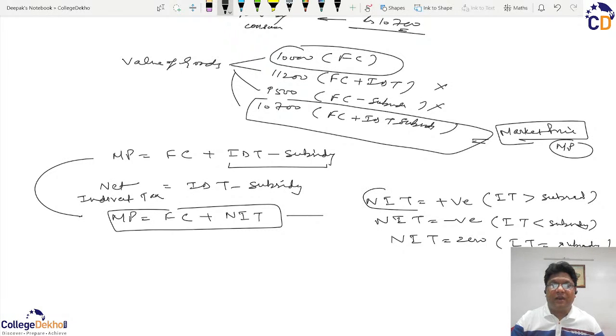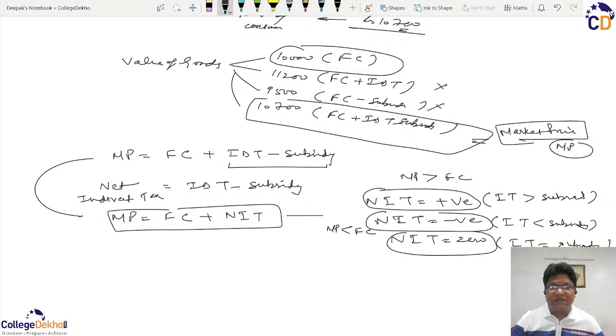So it will imply that when NIT is positive, then market price is more than factor cost. In this case, when NIT is negative, the market price will be less than factor cost. And in this last case, when the NIT is zero, the market price will be equal to the factor cost.